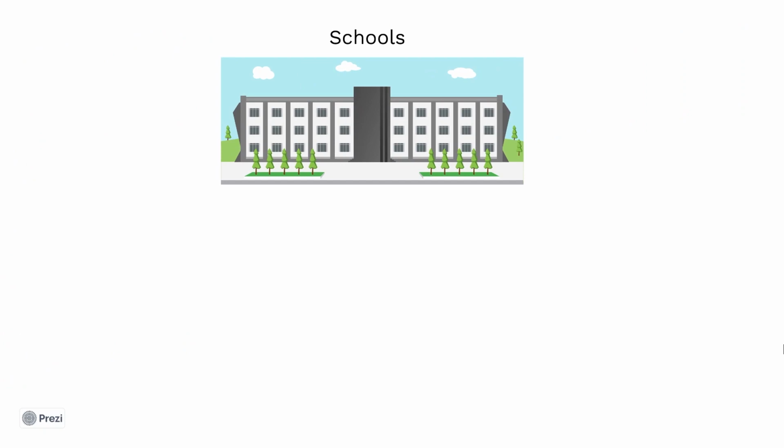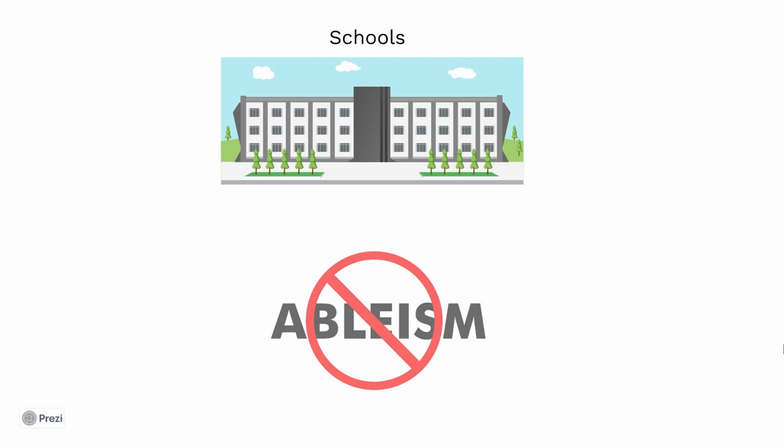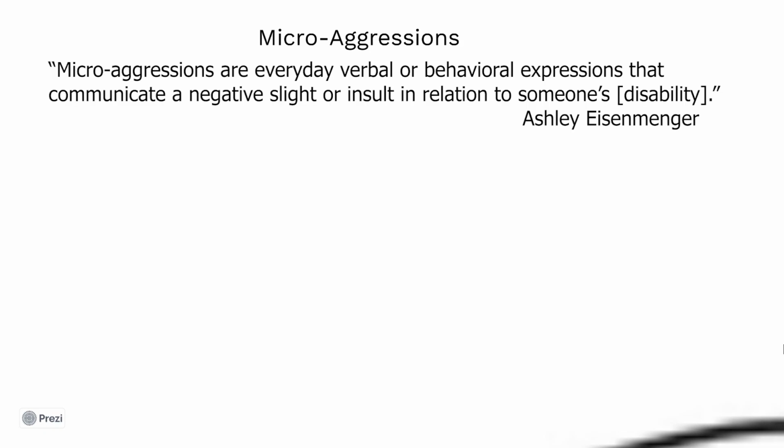Based on conclusions drawn from the research of Lalvani and Broderick, it seems appropriate for schools to avoid running disability awareness days for fear of inadvertently promoting the concepts of ableism. However, schools should provide professional development opportunities such as conferences for teachers or even workshops where they learn about ableism and practical strategies to support their students with disabilities. One strategy for teachers is to notice microaggressions in the classroom, which are everyday verbal or behavioural expressions that communicate a negative slight or insult in relation to someone's disability.